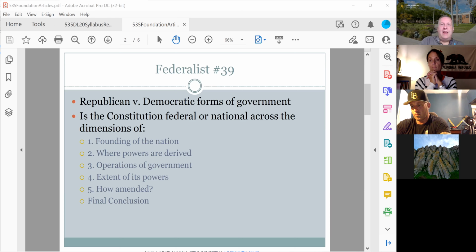But when we get to the next one, extent of powers, then we get back to a mixture again. And it becomes both national as well as federal. So what do you say about the extent of powers and being either national or federal in nature?